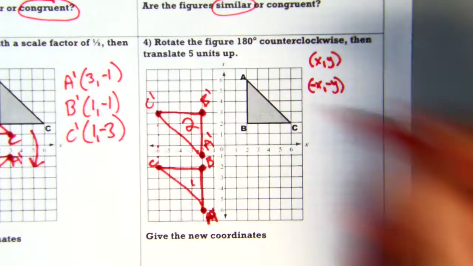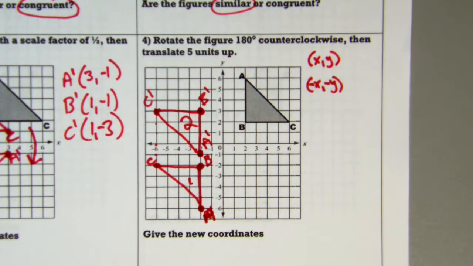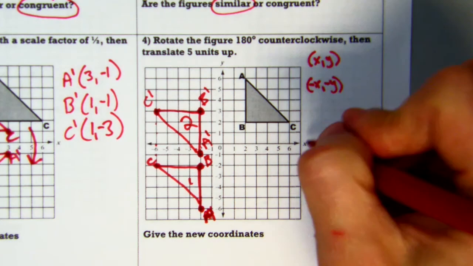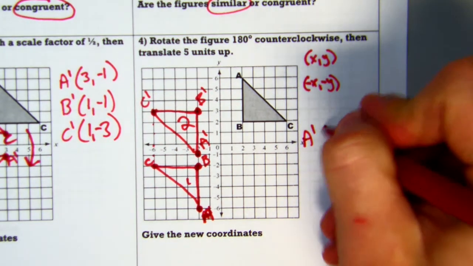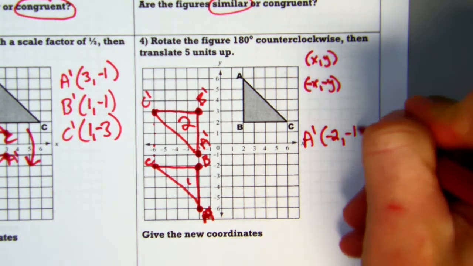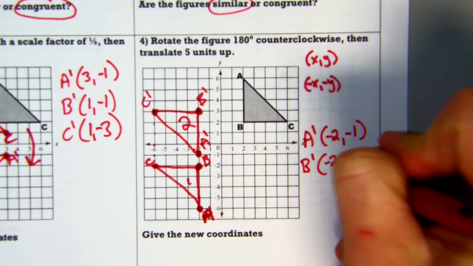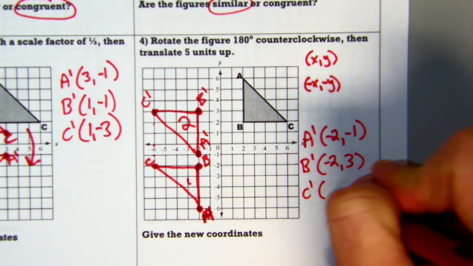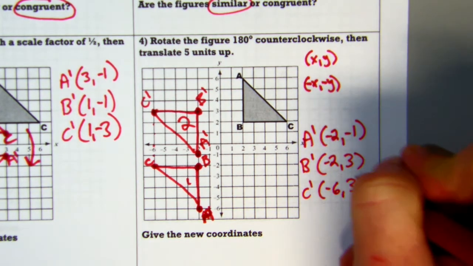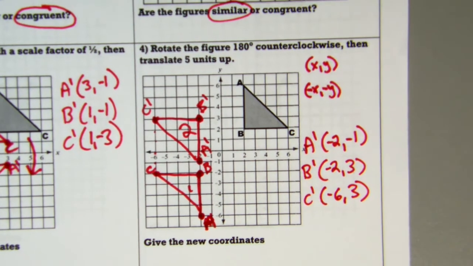And let's put a 2 there for my second transformation. And then I have to go ahead and list my new coordinates. A prime is negative 2, negative 1. B prime is negative 2, 3. And C prime is negative 6, 3. So there's my new coordinates.